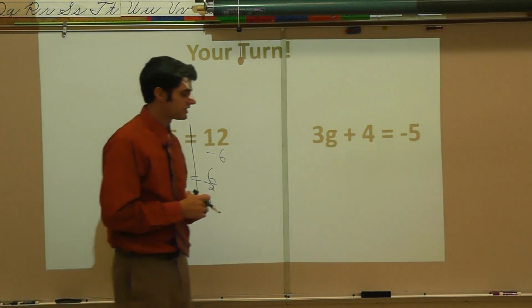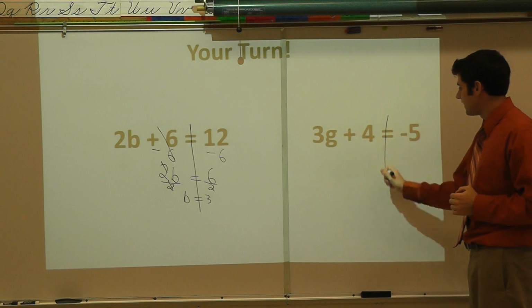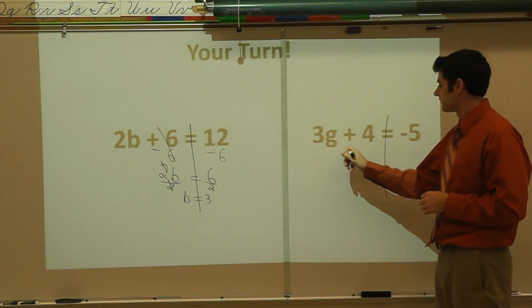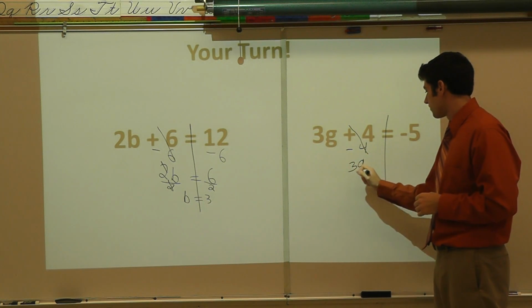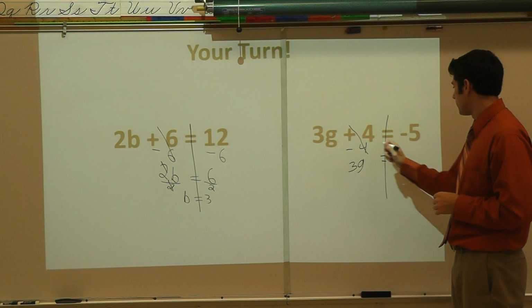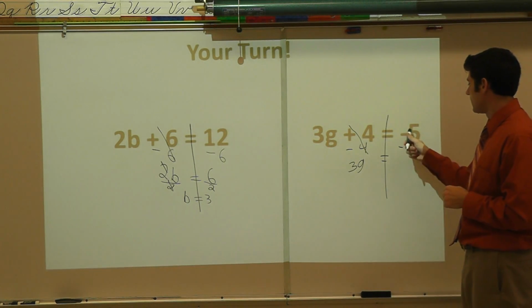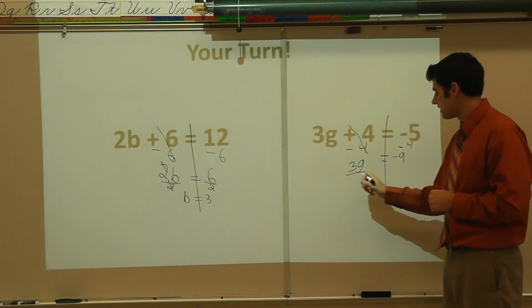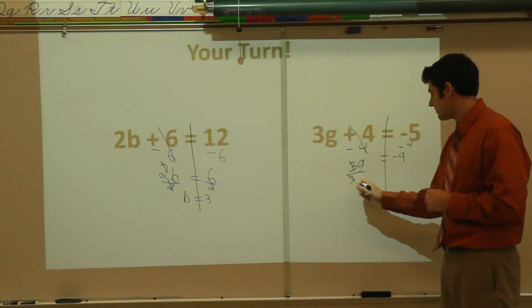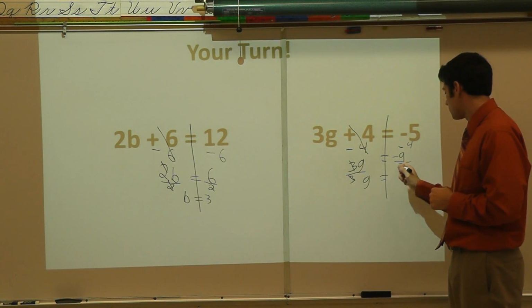Let's get to the challenge problem on this side. I'm going to work it the same way. Put that line right down the middle. To get rid of the plus 4, I'm going to subtract the 4. This becomes 3g. If I subtracted 4 from this side, I must subtract 4 from this side. So a negative 5 and a negative 4 becomes negative 9. Now I need to divide by 3. 3 divided by 3 is 1, or g. I'm going to divide this side by 3.